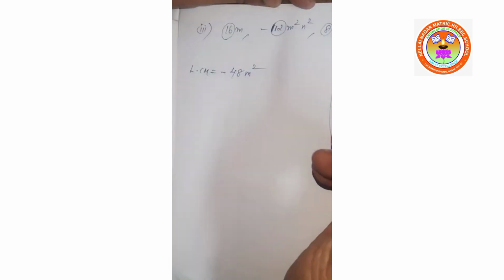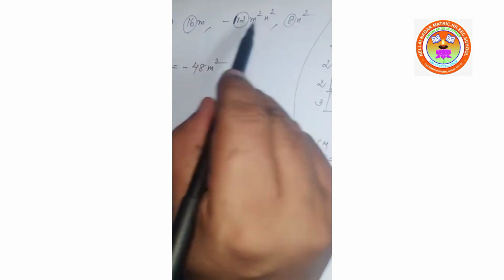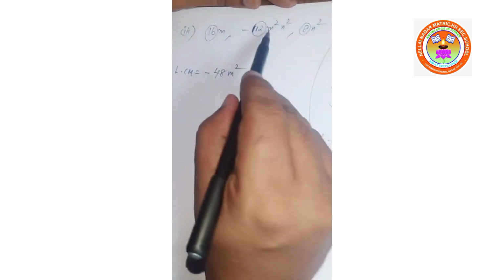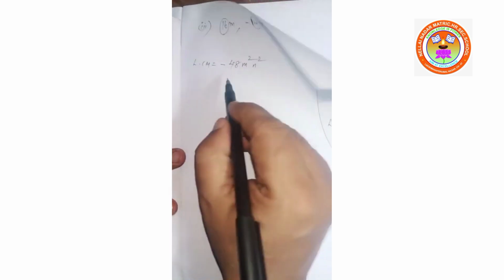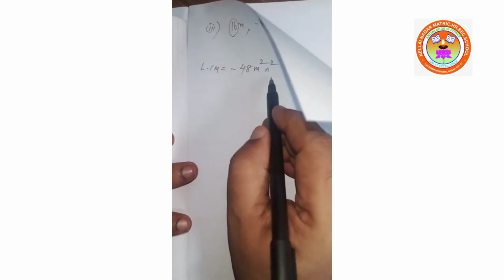Next you can go for the variable n. Here n square, here no n at all. N square is common to both, so write 1 n square. That is the LCM. So minus 48 m square n square.